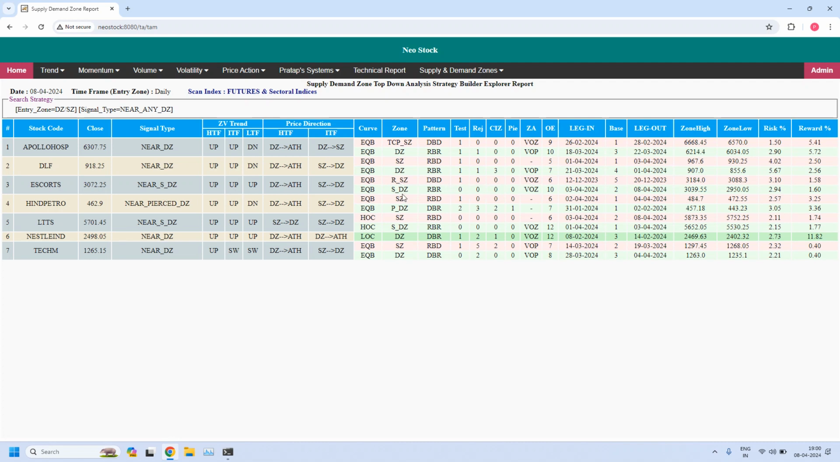What you need to do? You need to fine tune this zone. If you are able to find a fresh 5 minutes fine tuned zone, you can plan your trade. Otherwise, this zone will be violated. Let us check any other high liquidity zones. Here we have one more high liquidity zone.